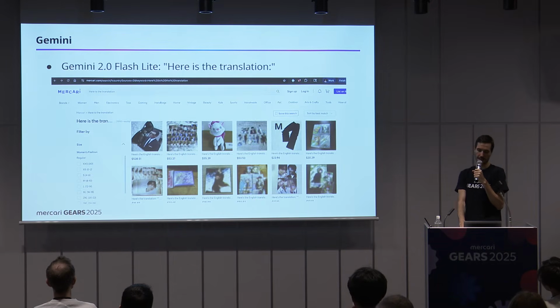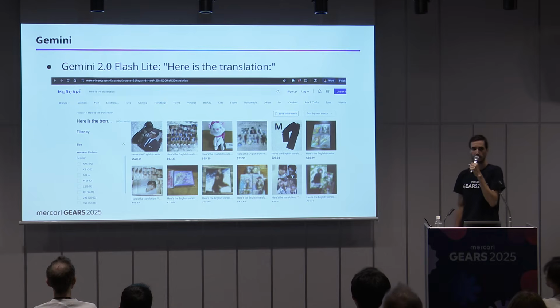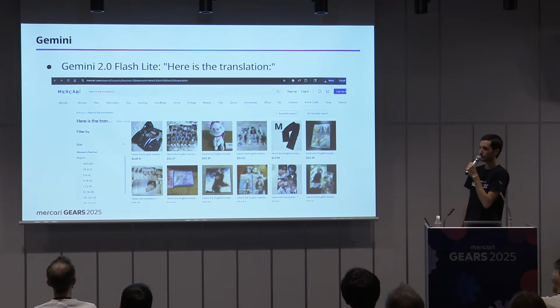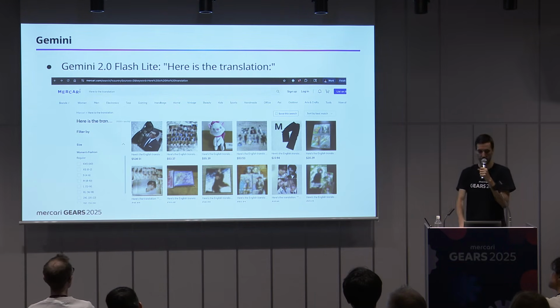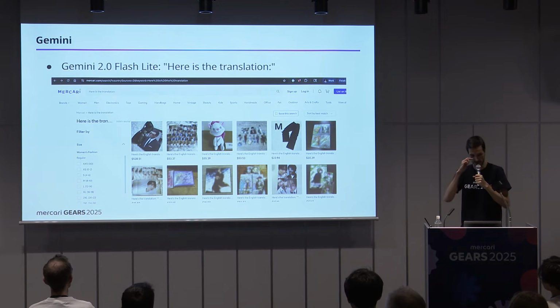But we still didn't change our prompt, and Gemini 2.0 decided that everything should start with, "Here is the translation." So this is Mercari US, where we list our Japan items after translation. And well, everything starts like that, the titles, as you can see.